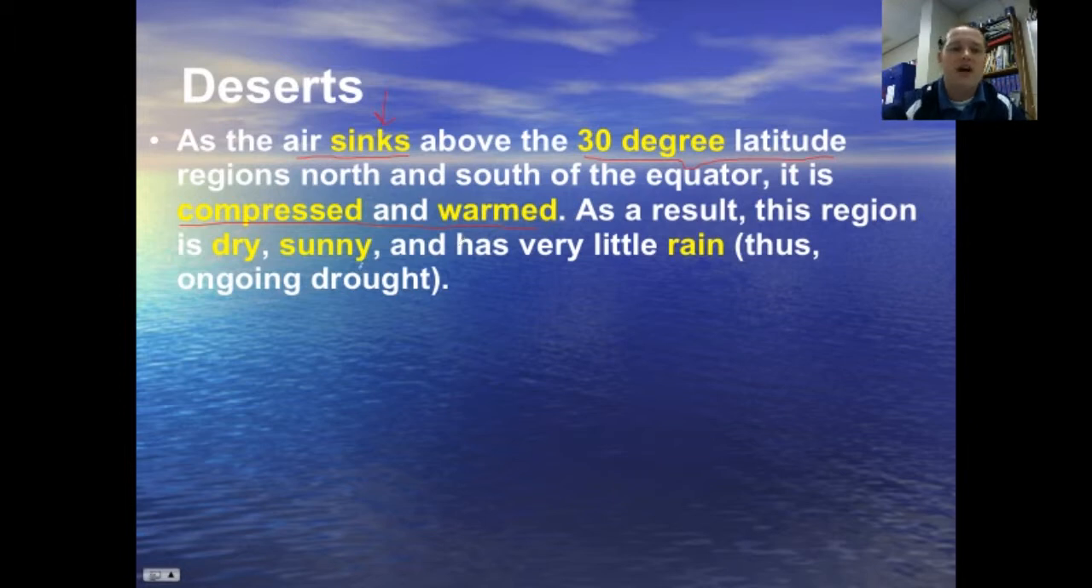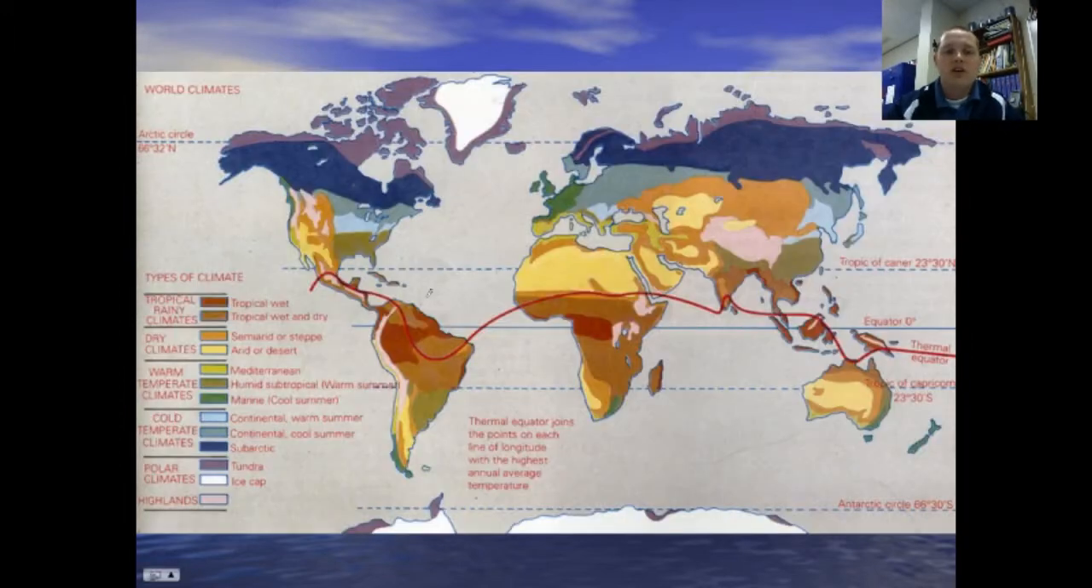constant movement of air, what tends to happen is you get a dry, sunny area that has very little rain, and a lot of times that's why there are areas of drought, and that's why deserts will form in those particular areas. So as we look at where deserts form, you're going to notice right from the beginning that we're looking for dry climates.